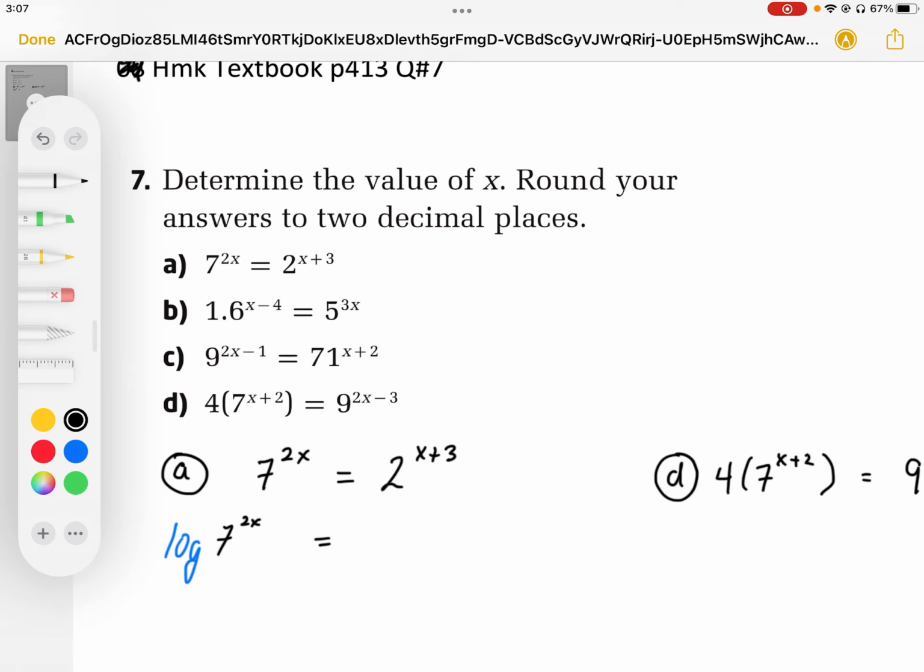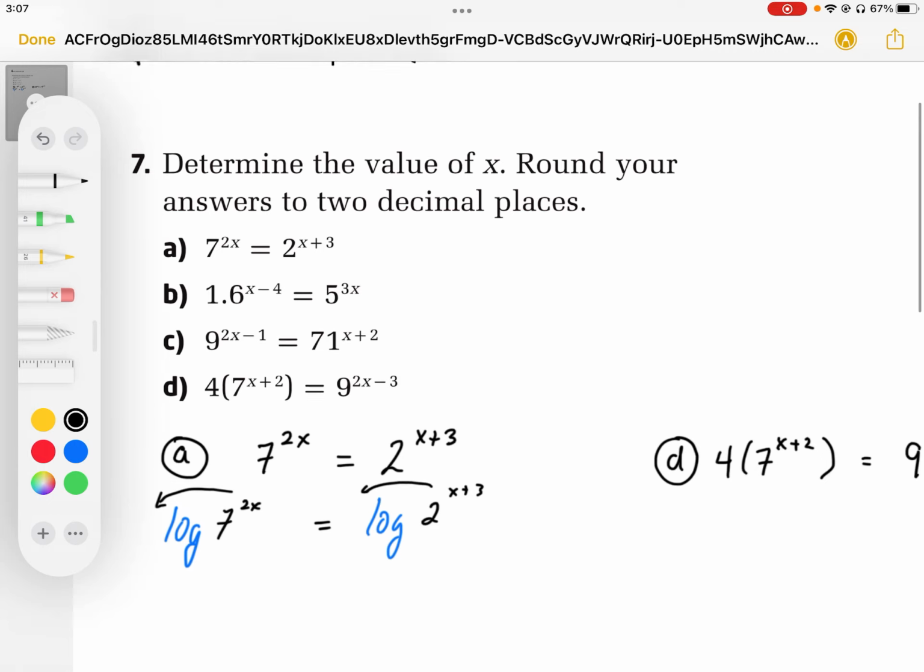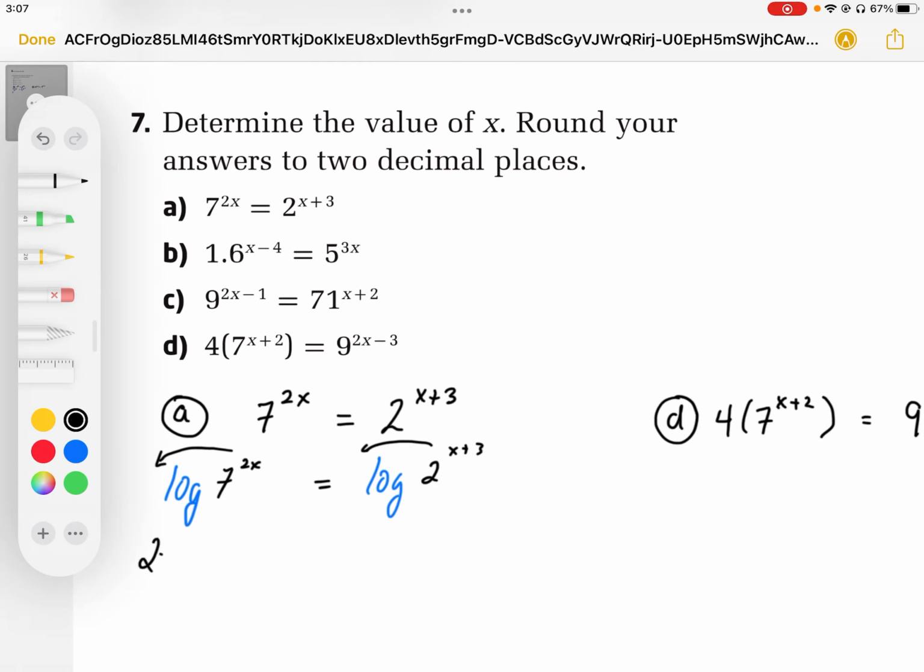I want to bring that exponent down to the front. So I'm going to do the same thing here. I'm going to log this side of the equation, and bring that exponent to the front as well. When I do that, I end up with 2x log 7. And when I bring that exponent down, since it's a binomial, make sure that you keep that grouped together in brackets. And this is log base 10 of 2.